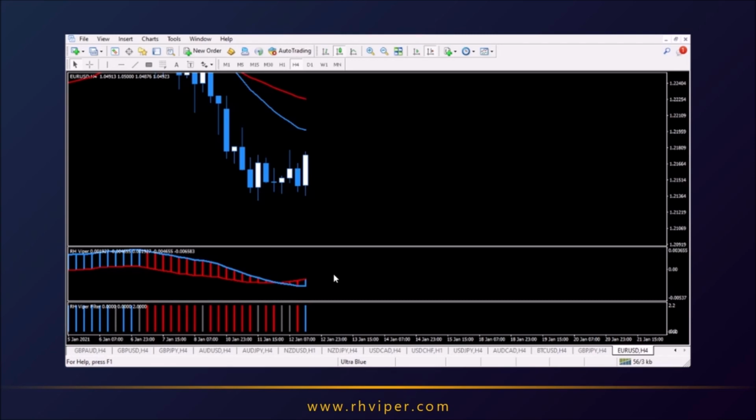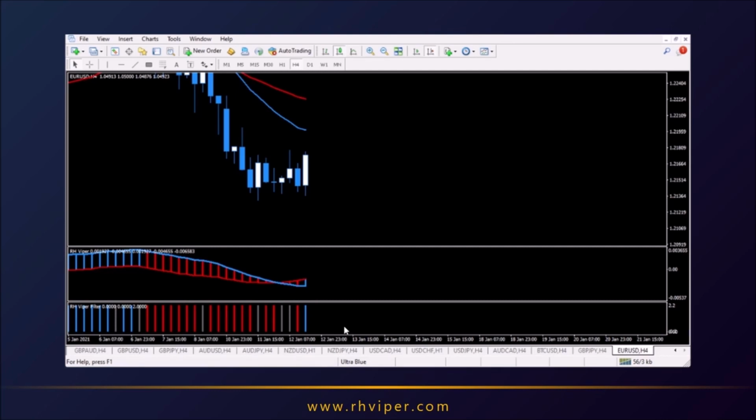When we're looking at the RH Viper indicator, the blue Viper line is below the red Viper line. So we've got the full downtrend. Now, when it comes to the RH Viper filter, it doesn't matter what color this is at this time. It's more important to look at this when it comes to the trade itself, but not for the trend. It's blue, but again, that doesn't much matter right now.